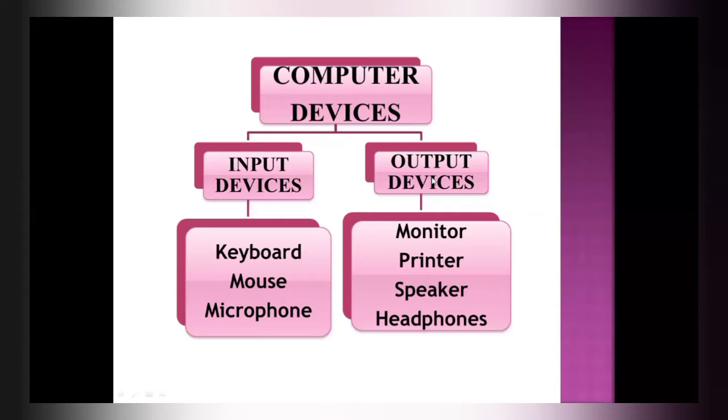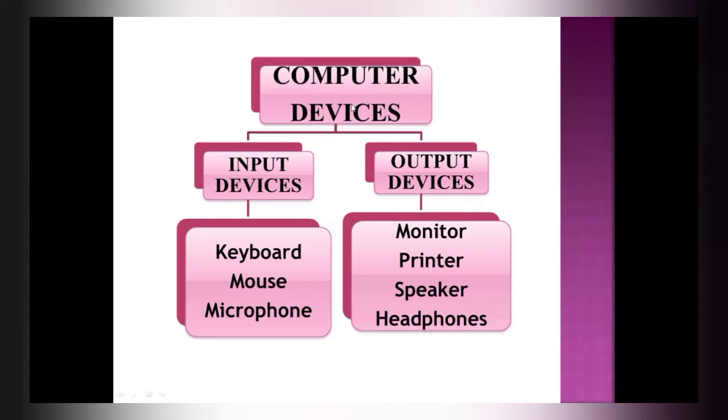So what are output devices? Output devices are used to give output. Examples of output devices are monitor, printer, speaker and headphone. These devices are used to give output on a computer. We use the monitor to watch movies and cartoons. We use the printer to take a printout. We use the speaker to listen to music. We use headphones to listen to music and sound without disturbing others. These are all output devices because we use these devices to give output. That's why these devices are called output devices.